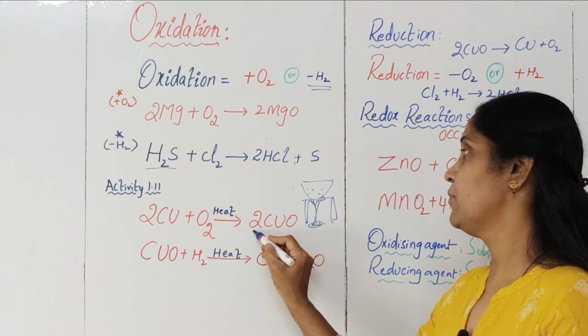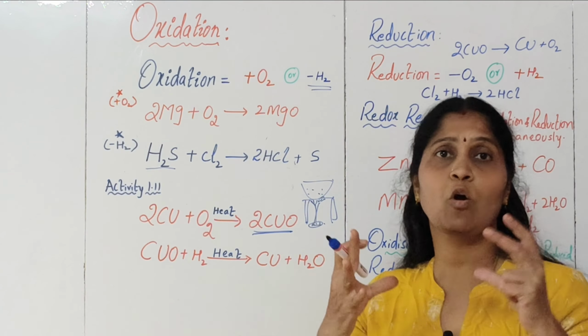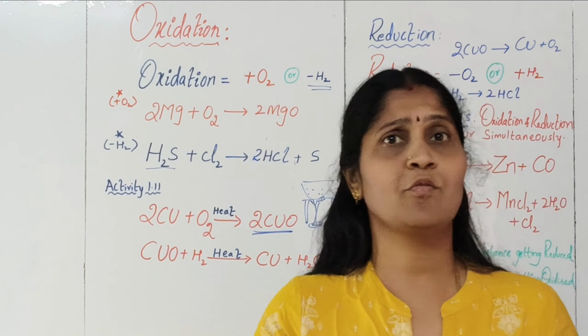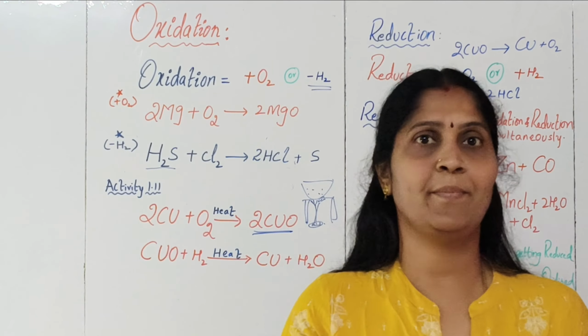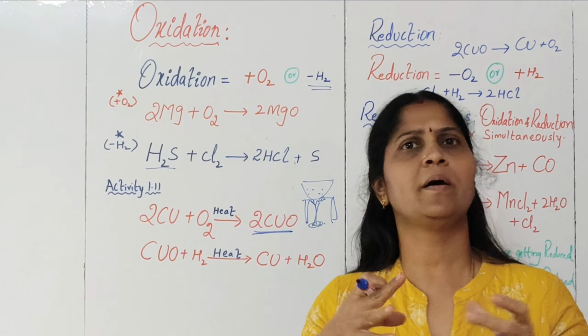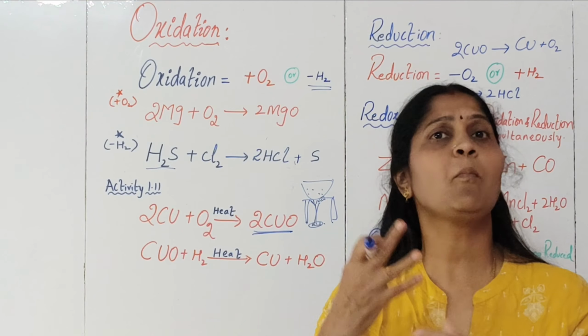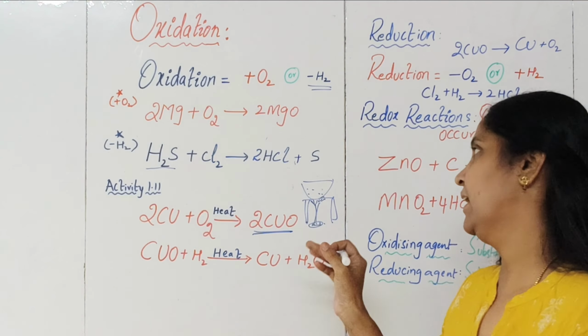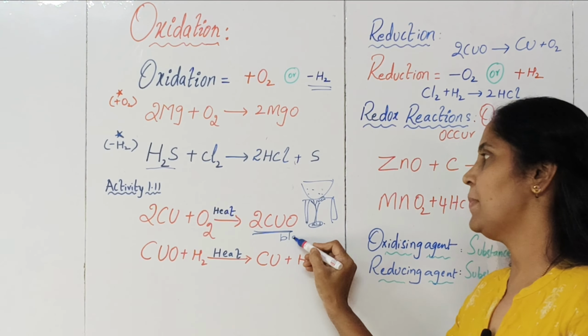Copper oxide will be black in color. So when copper combines with oxygen, what is the color of copper, by the way? Yes, it is shiny brown. So the pure copper metal will have a shiny brown color. So when copper reacts with oxygen, it will become copper oxide, which will develop a black color. So our copper oxide will be black in color.